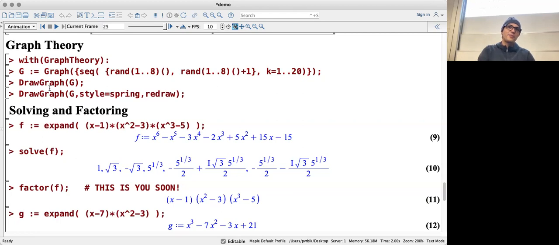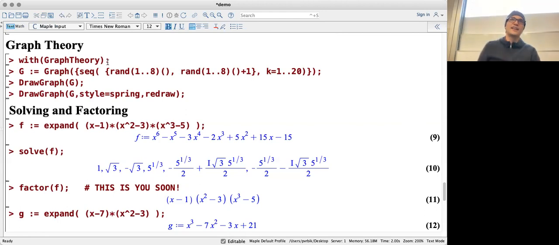I want to show you the graph theory package, because when I was a master's student, the fellow beside me was developing it. And I think it's a really neat thing that's unique to this system. So I'm just going to generate a graph here. And in the graph, I'm just going to say, give me 20 edges that are just like random connections between nodes numbered 1 through 8.